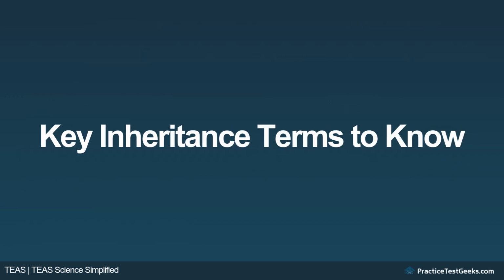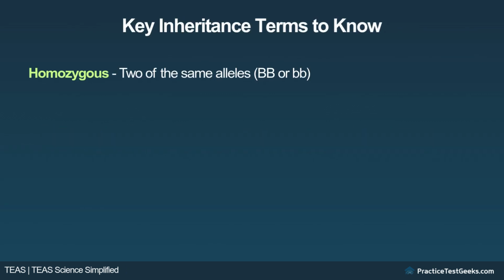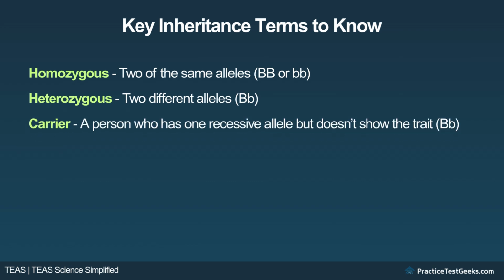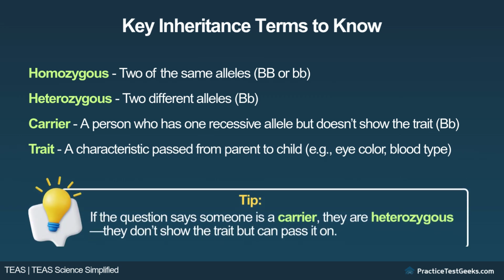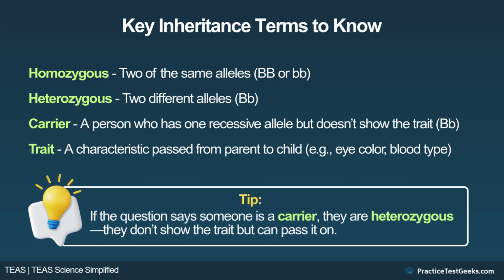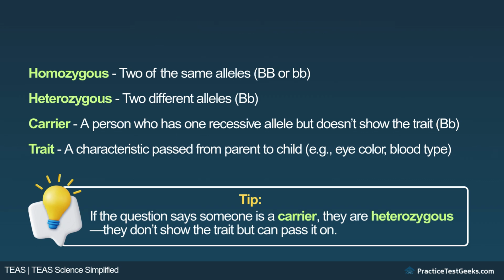Let's go over some key inheritance terms that often appear on the TTEAS. Homozygous means the person has two of the same alleles. Heterozygous means they have two different alleles. A carrier is someone with one recessive allele, but they don't show the trait. A trait is simply a characteristic passed from parent to child, like blood type or eye color. Here's your TTEAS tip. If the question says someone is a carrier, that means they are heterozygous. They don't have the trait, but they can still pass it on.